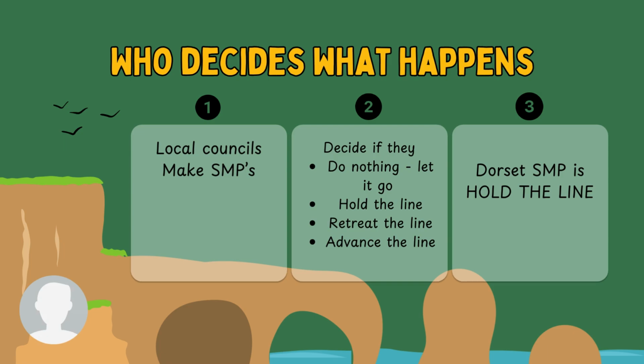Number 4, advance the line. So build new defences further offshore to protect the line and potentially expand and extend the coastline into the sea. Currently, for our stretch of coastline in Dorset, the decision has been taken to hold the line. So we are maintaining sea defences that are in place.